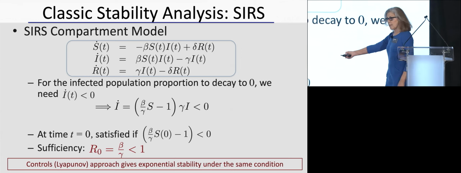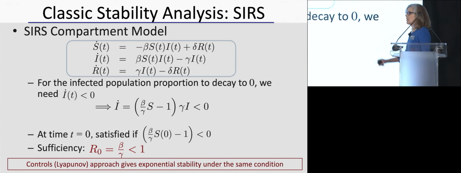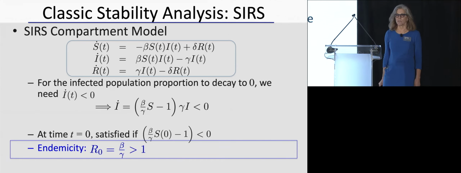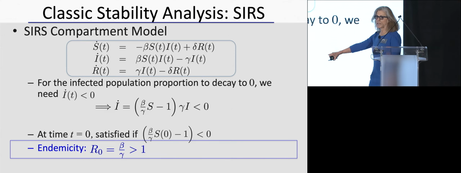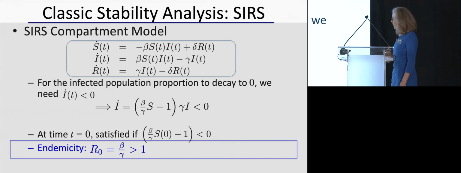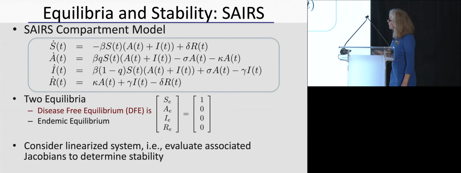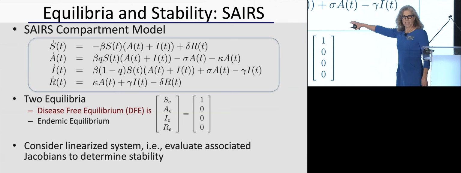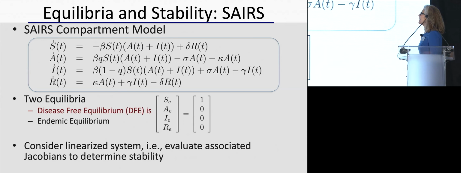If we don't satisfy this condition, then we need to talk about the endemic equilibrium and what are the conditions to converge to the endemic equilibrium. So we may have endemicity in that case. Okay, but rather than analyzing that for the SIR case, let's consider again the SAIR and look at how just adding this one additional compartment complicates these analyses.